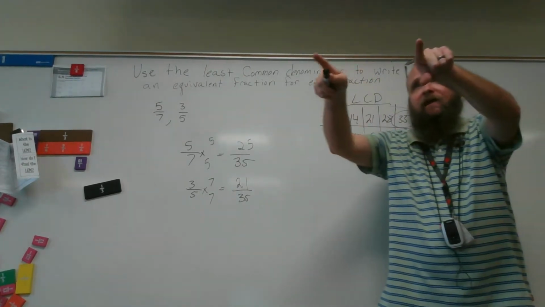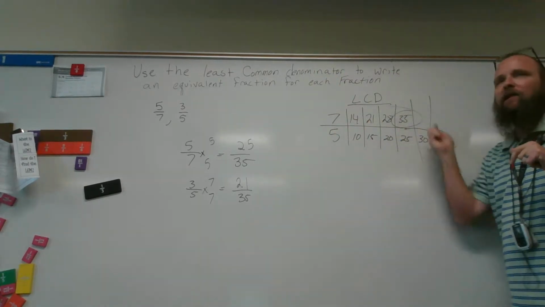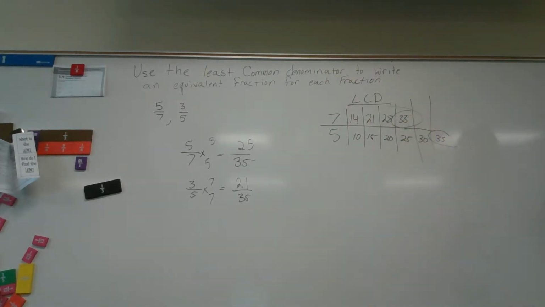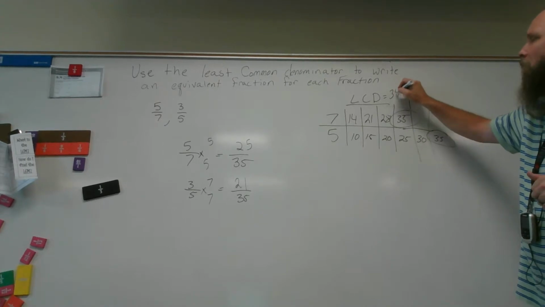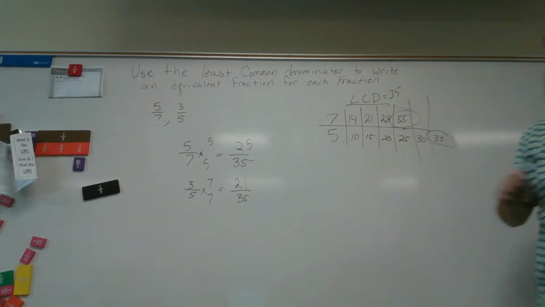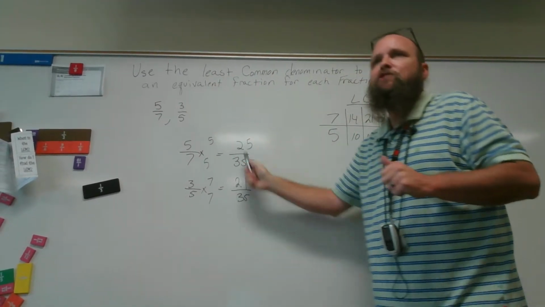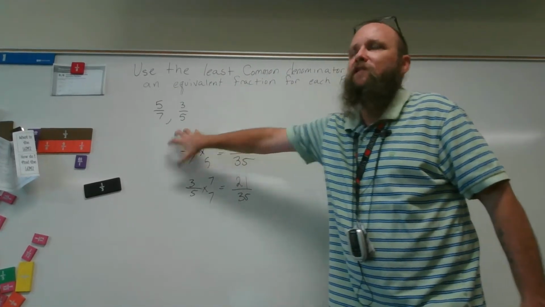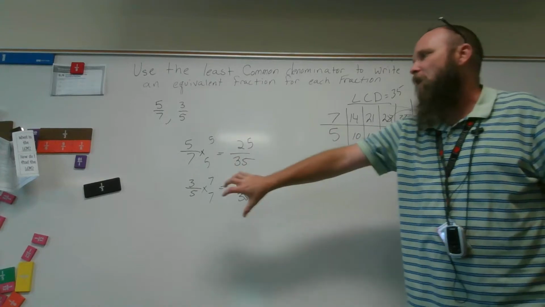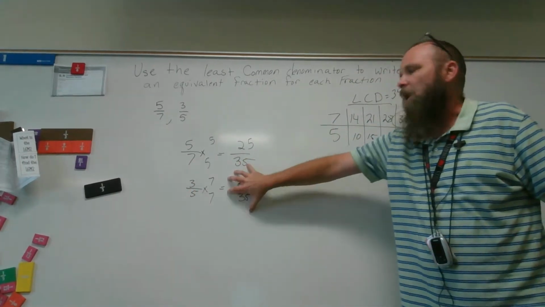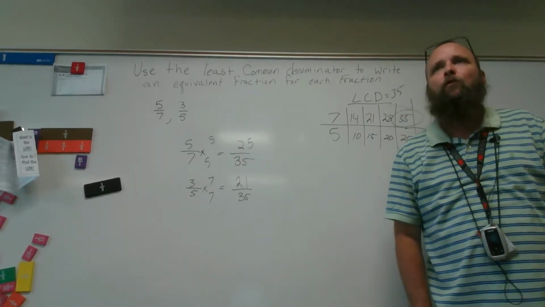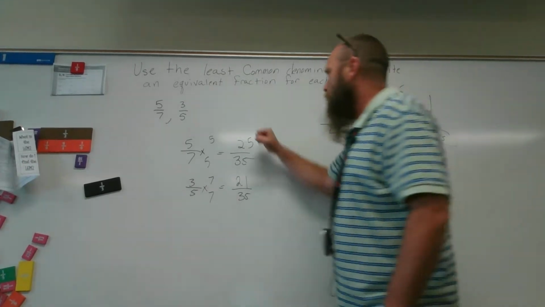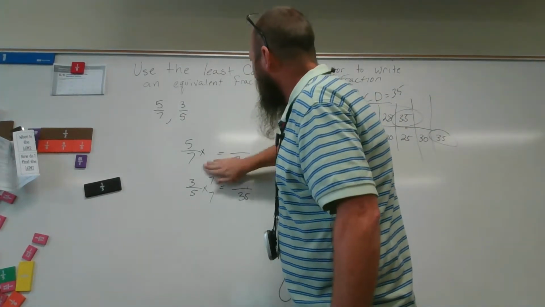Okay, that is an excellent question. I found my least common denominator. You with me there? Okay, so my least common denominator is 35. Now, I made both of these fractions have a denominator of 35. So I'm changing 5/7 into something over 35. I'm changing 3/5 into something over 35. With me so far?